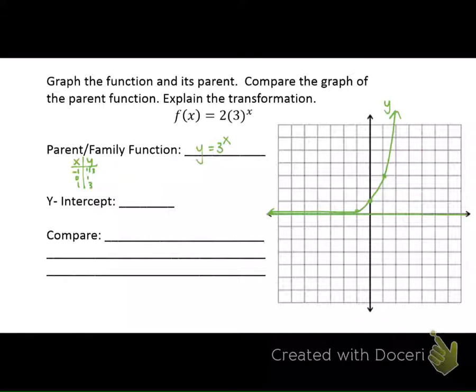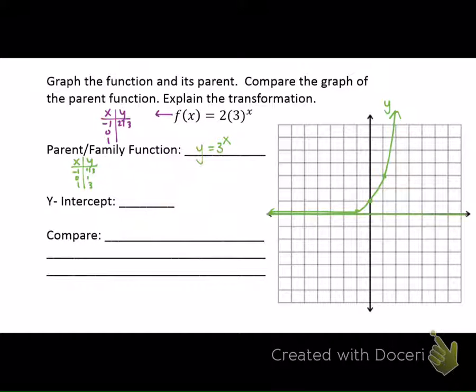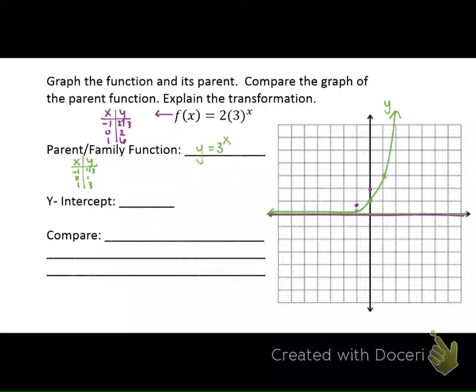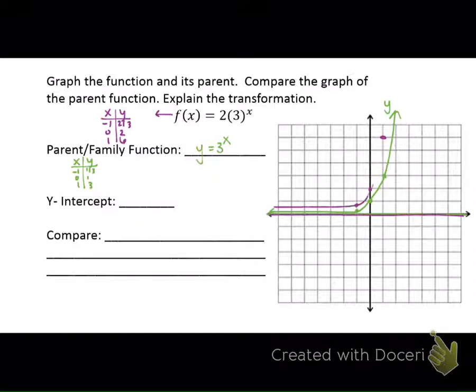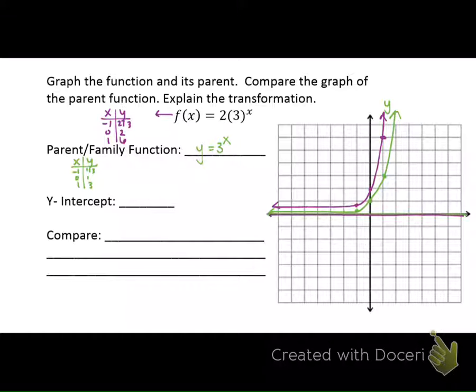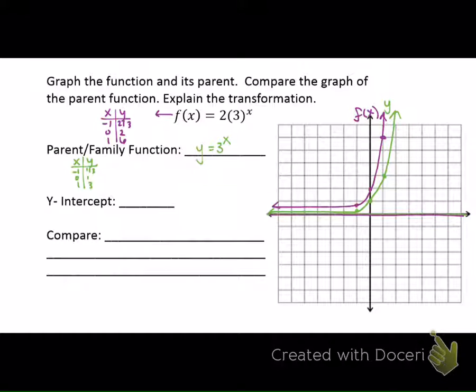I'm going to label this y. This one I'm going to do the same thing, -1, 0, and 1. So that's 2/3, 2, and 6. So same asymptote. Okay, so go ahead and get those graphed for me. And we'll talk about what's happening in this one.